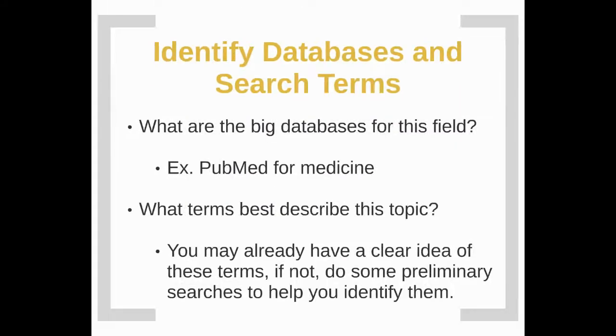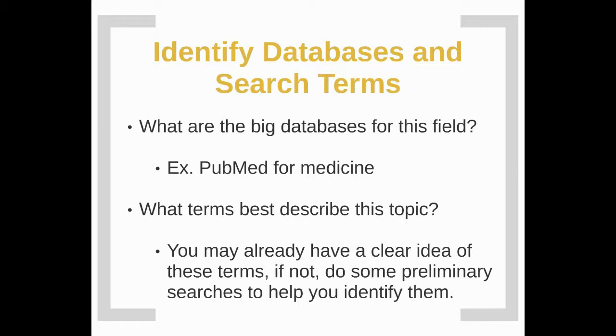Beginning with identifying databases and search terms, think about what the big databases are for your field. For example, PubMed is the big database for medicine. You probably already know what the big databases for your field are, but if you don't, go ahead and ask someone. Ask your advisor, ask someone who's doing research in the field, or ask a reference librarian, and they should be able to tell you. And don't feel like you have to limit it to only one database.